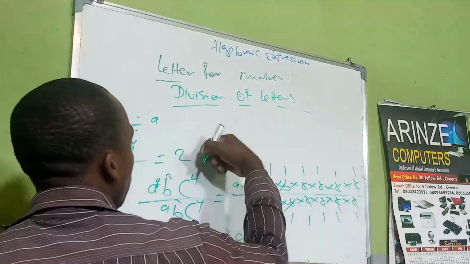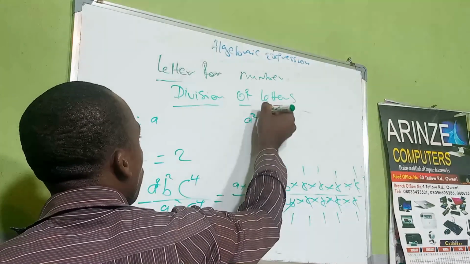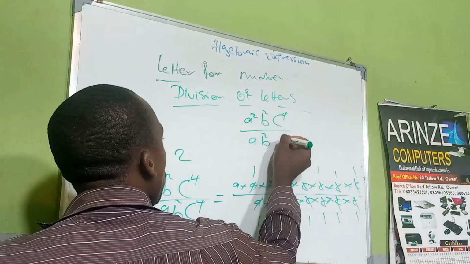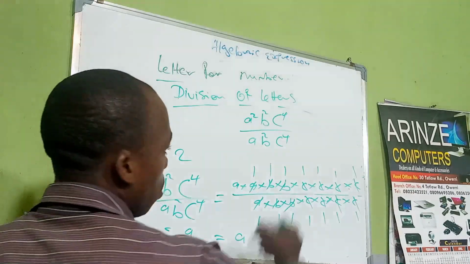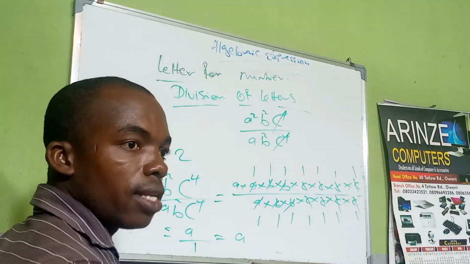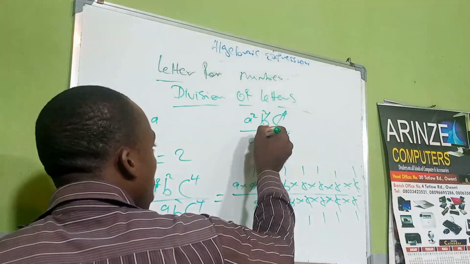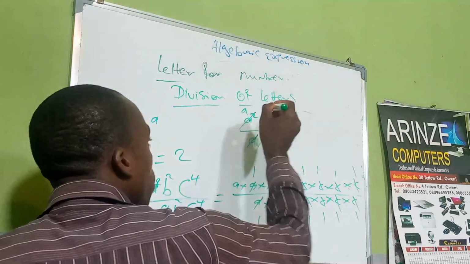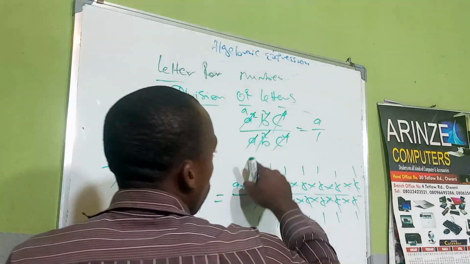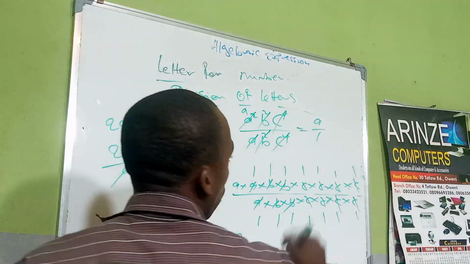You understand? I can do it straight like A raised to power 2, B raised to power 2, C raised to power 4, all over A, B raised to power 2, C raised to power 4. You see this one now? C raised to power 4 is the same thing as C raised to power 4, so they cancel each other. B raised to power 2 is the same as B raised to power 2, they cancel each other. A cancels itself, and it will be only 1A. So everything remains A over 1, which is also equal to A.